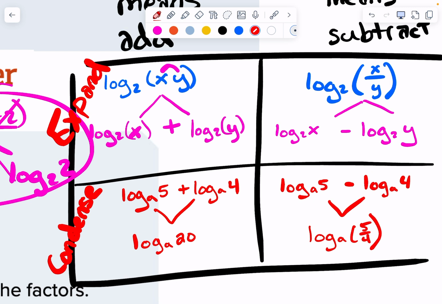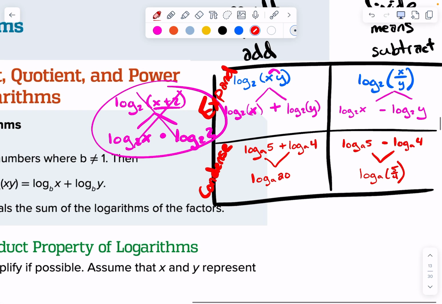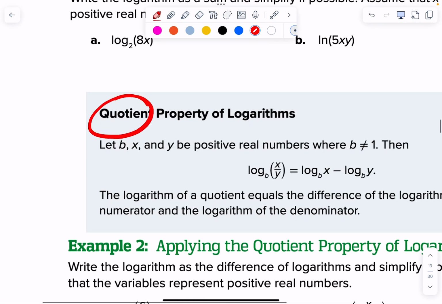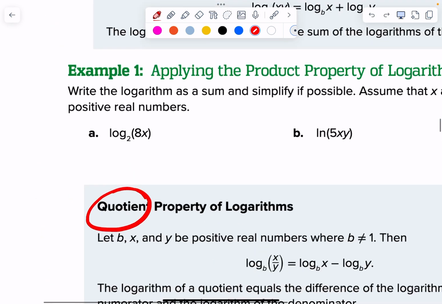Okay. Now, they're going to go a little bit step further, and they're going to say that after we either expand or condense, we're going to be simplifying whatever we can, okay? So I'm going to skip over this one. This is the product, and this is the quotient. So I did both of these bubbles at the same time and used an example. So we're going to go straight through example 1 and example 2.